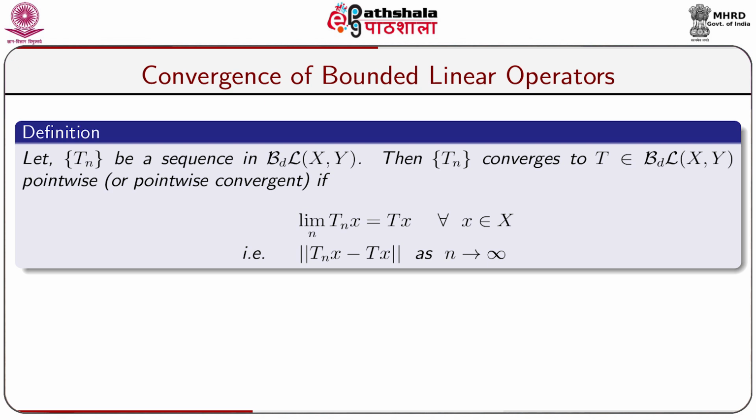Then the sequence of bounded linear operators Tn converges to T, which belongs to B(X,Y), that is, T is a bounded linear operator from X to Y, and we say the sequence Tn converges to T pointwise, or is pointwise convergent, if the limit of Tn x is equal to Tx. That means Tn x goes to Tx as n tends to infinity for all x belonging to X, which is equivalent to norm of Tn x minus Tx tends to 0 as n tends to infinity.